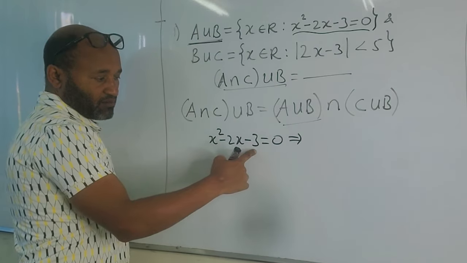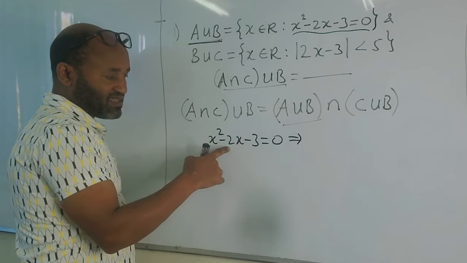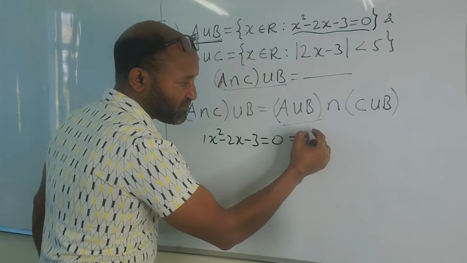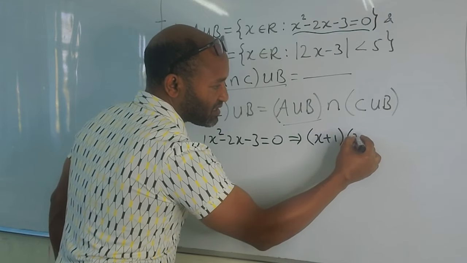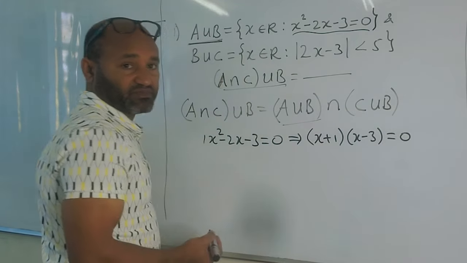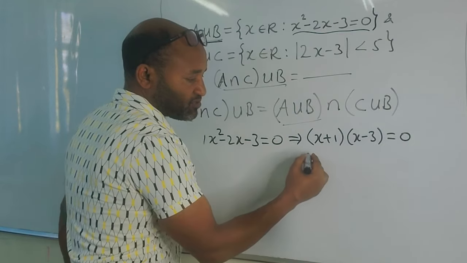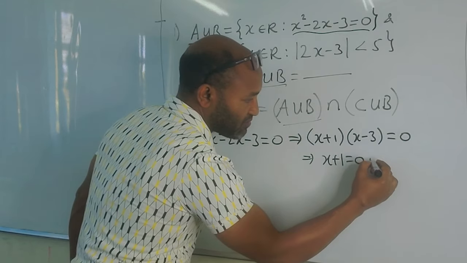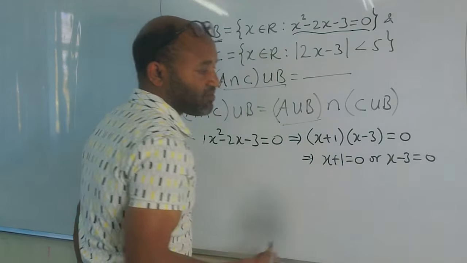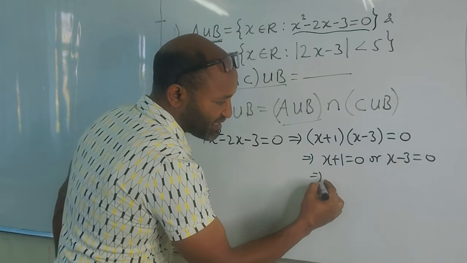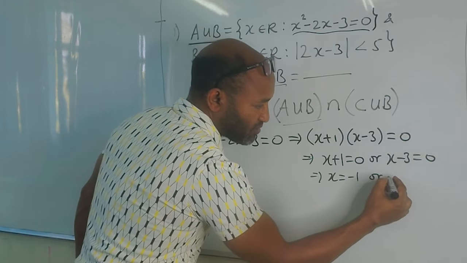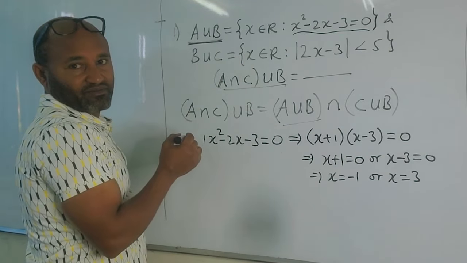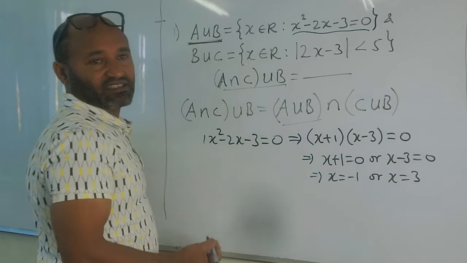Factorize. Two numbers, their multiplication is minus 3 and their sum is minus 2. Negative 3 and 1. Since the coefficient is 1, simply the factorization will be x plus 1, x minus 3 is equal to 0. The product of these two numbers to be 0, either of the two factors should be 0. So x plus 1 is equal to 0, or x minus 3 is equal to 0. From this we get that x is equal to negative 1, or x is equal to 3. So the elements of A union B are minus 1 and 3.